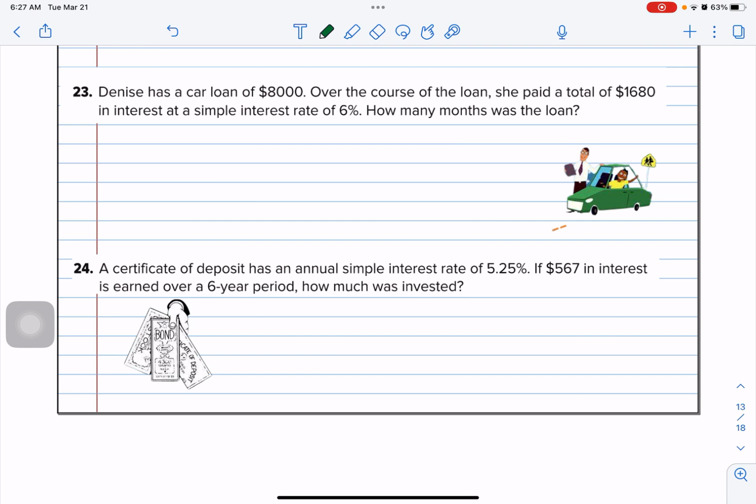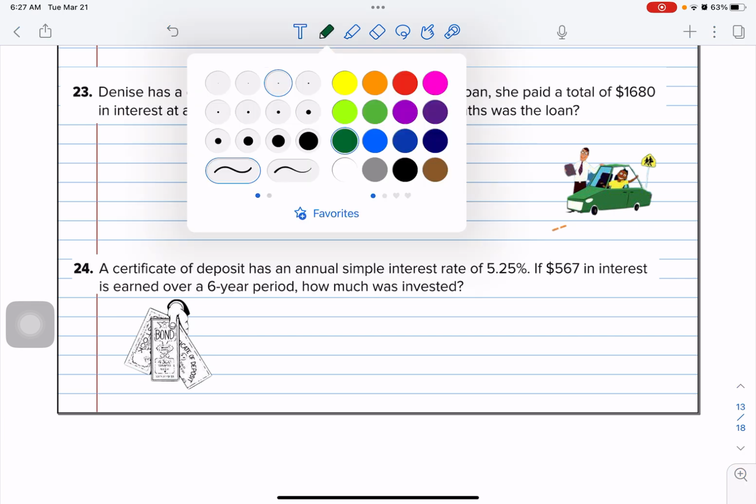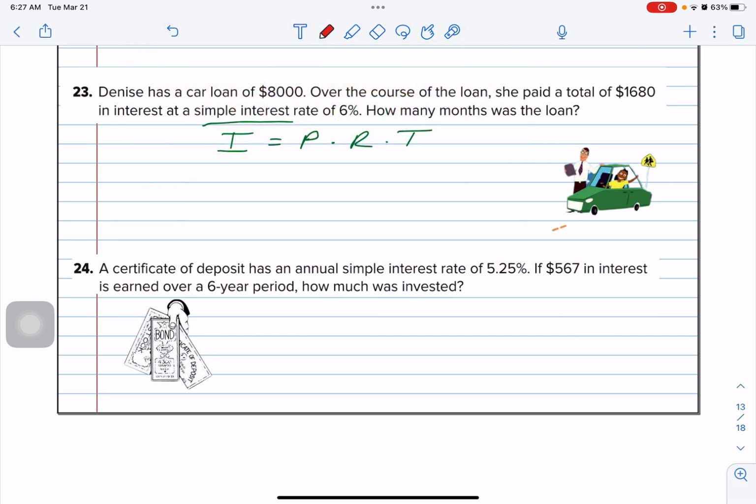So it's Denise has a car loan of $8,000. Over the course of the loan, she paid a total of $1,680 in interest at a simple interest rate of 6%. How many months was the loan? Well, because it says simple interest, that tells us we're going to use our formula I equals P times R times T. Now we want to go through and fill in the numbers that we know.